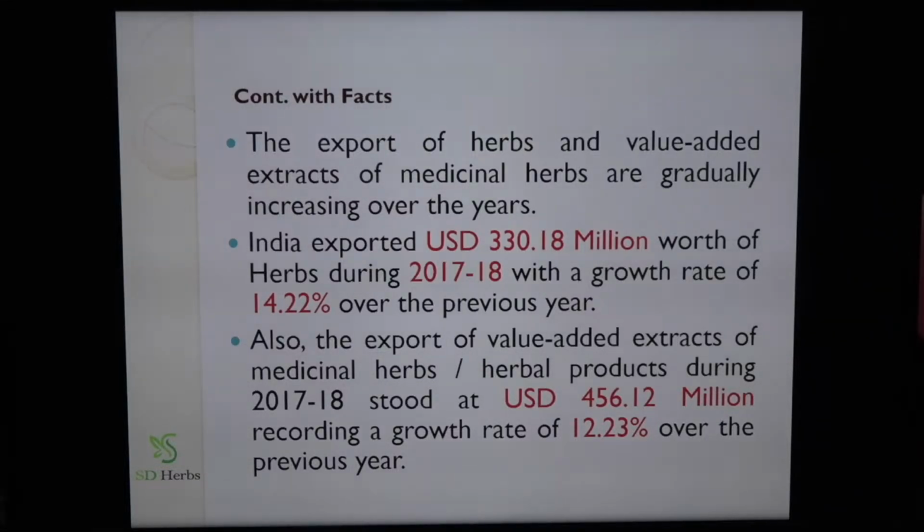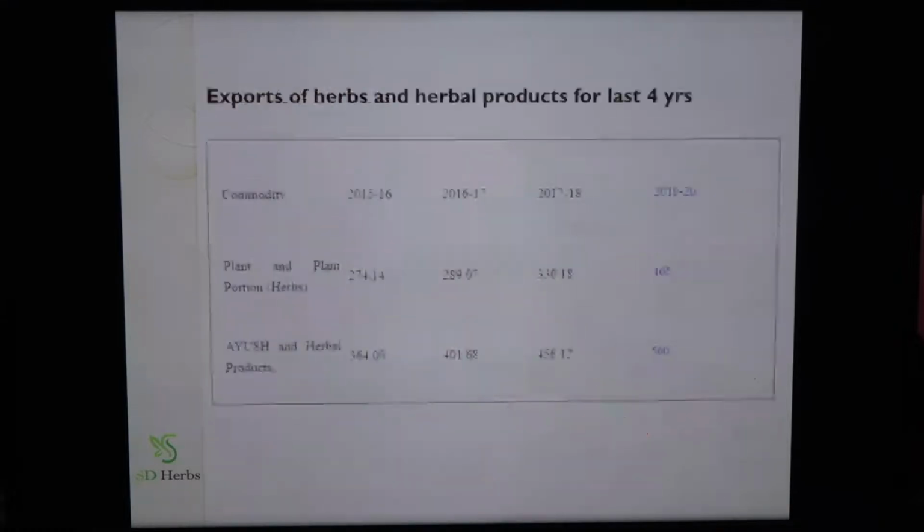Also, the export of value-added extracts of medicinal herbs during that year was 456.12 million, recording a growth rate of 12.23%. If you study the 5 year statistics, we are gradually increasing our export by 12 to 20% every year. Next, please.